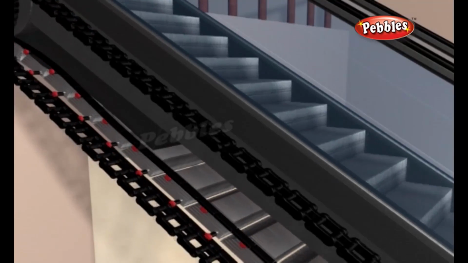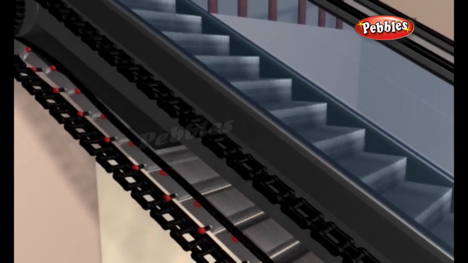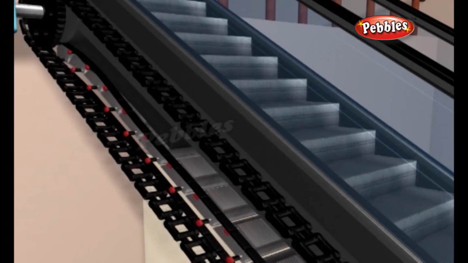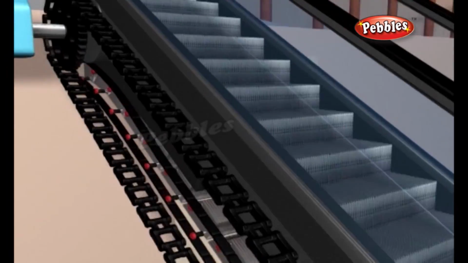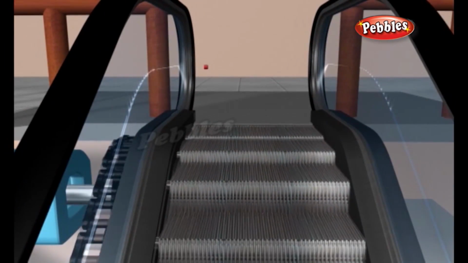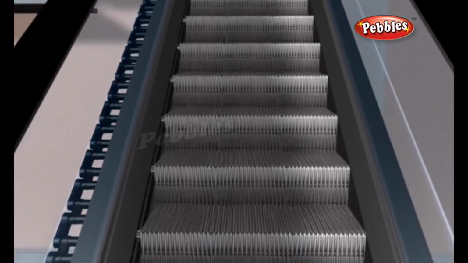Instead of moving a flat surface as in a conveyor belt, the chain loops move a series of steps. The coolest thing about an escalator is the way these steps move. As the chains move, the steps always stay level. At the top and bottom of the escalator, the steps collapse on each other, creating a flat platform.